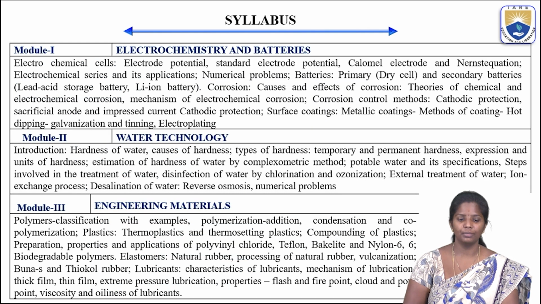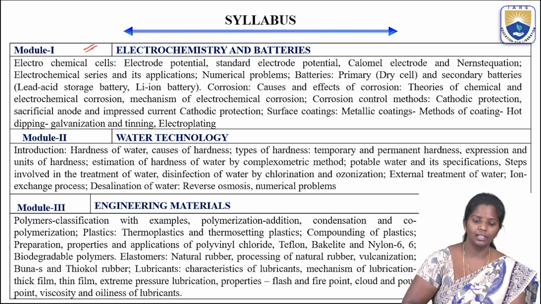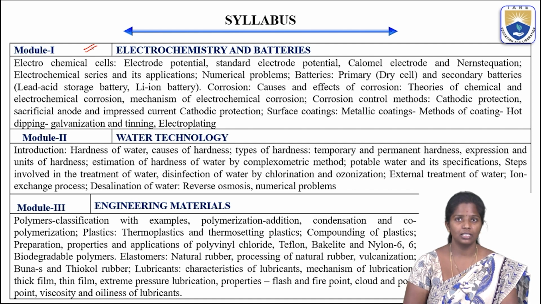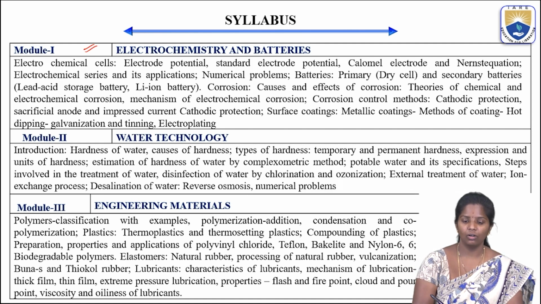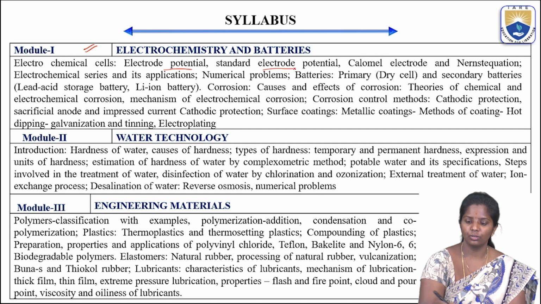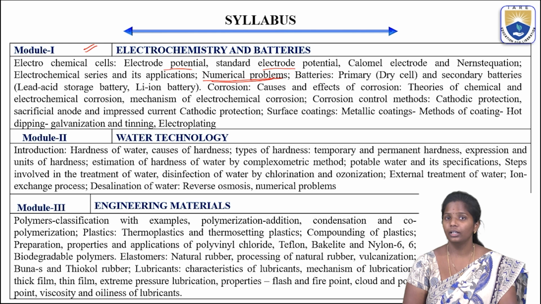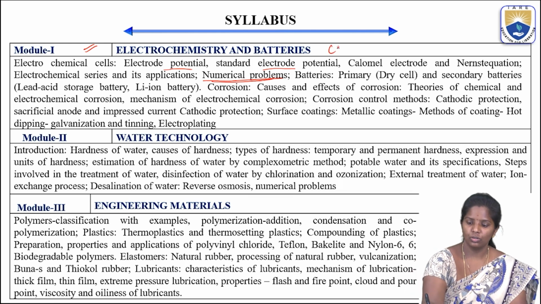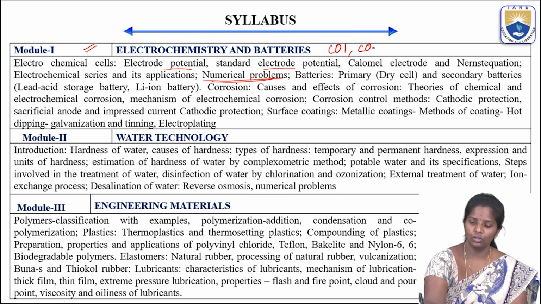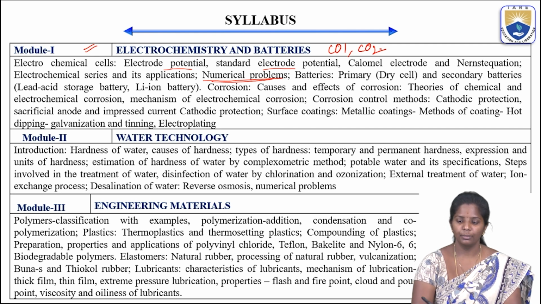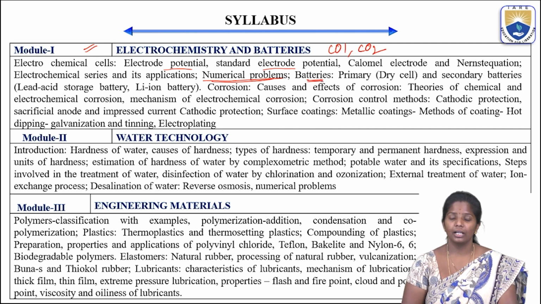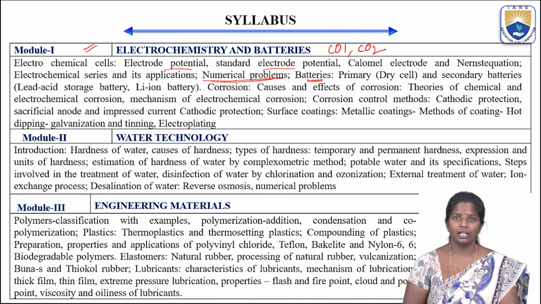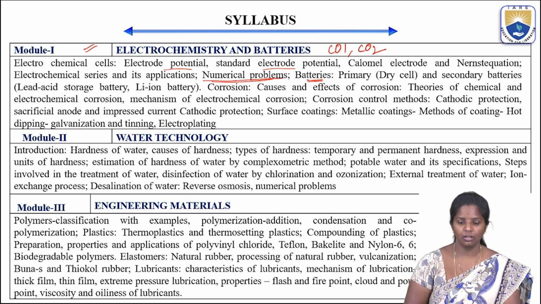So if you see the syllabus, module 1 details the electrochemistry and batteries. So this will give an idea on electrode potential, standard electrode potential and their numerical problems. So it is including numerical problems. So the course outcome 1 and course outcome 2 are covered here. Then, coming to batteries, primary batteries or the dry cells and secondary batteries like lithium ion cells are described, imparting this knowledge.